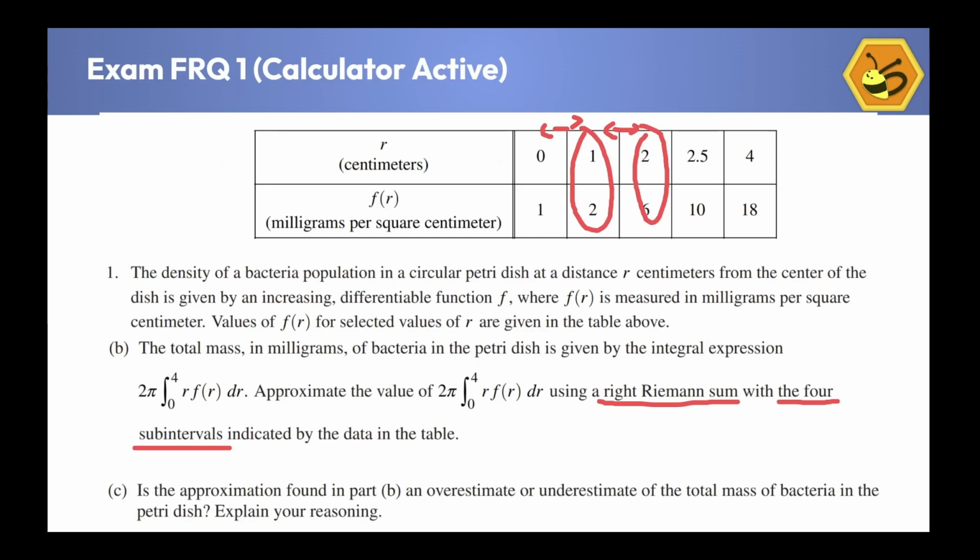With that solution, we still need to do part C. Is the approximation found in part B an overestimate or underestimate of the total mass of bacteria in a petri dish? Explain your reasoning.